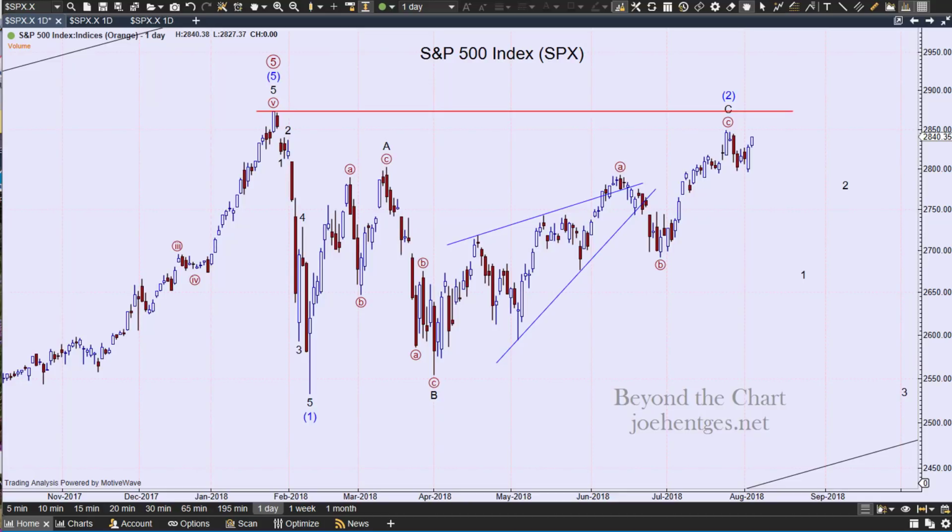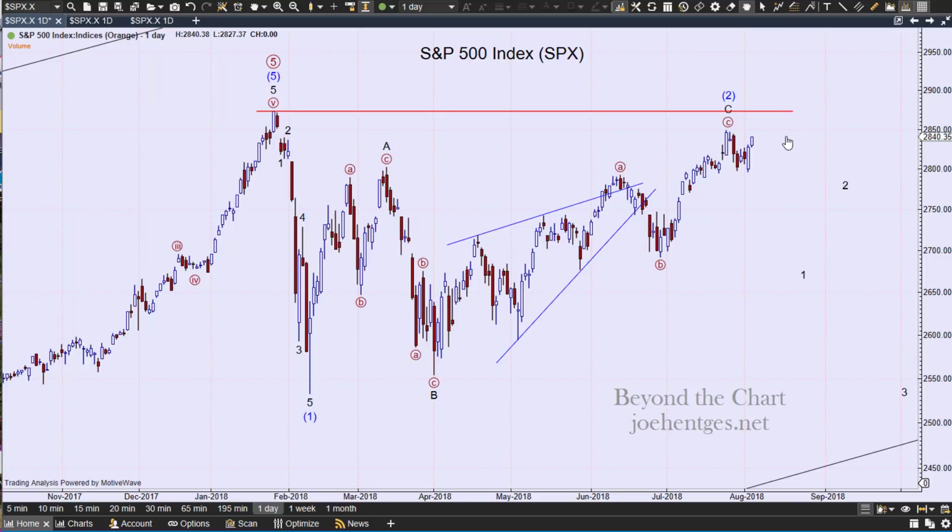Then we're going to take a look at one of my key indicators and check in on oil and the energy-related stocks, XLE and one of the stocks within XLE. So let's get in here, dive in, and look at the S&P 500.